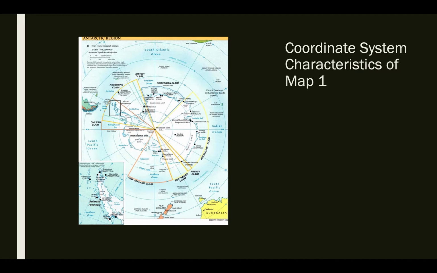Last for Map 1 is the coordinate system. Here we see the use of latitude and longitude, which are part of the spherical coordinate system.